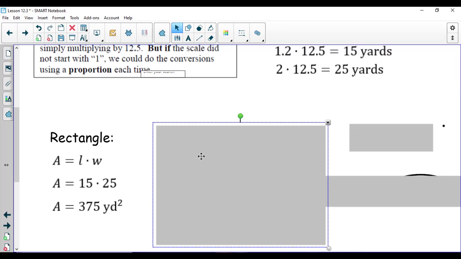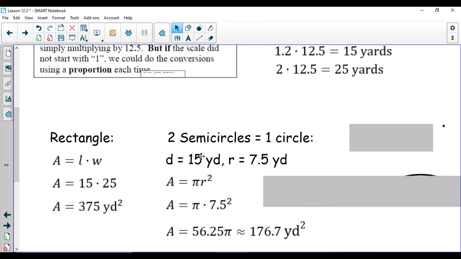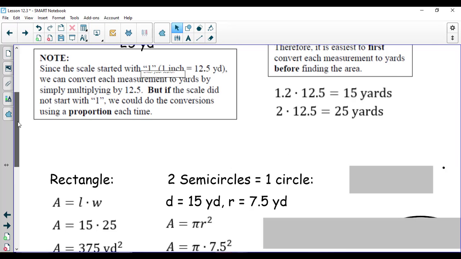Now we have 2 semicircles, but they're the same size, and if we imagine taking out that rectangle and putting those 2 semicircles together, that would form 1 circle. So you can treat it as 1 whole circle. I'll go ahead and delete this work here.